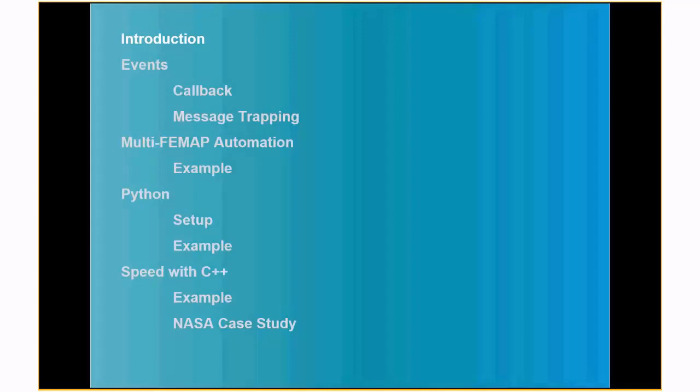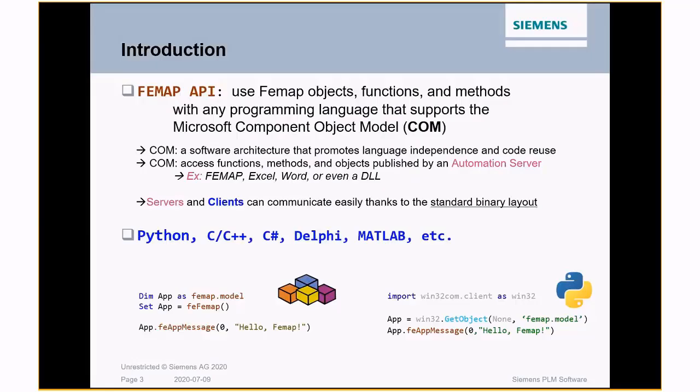I will dwell a little bit on Python because it's becoming a very popular programming language, especially among engineers. And then we're going to wrap up with a really cool example that is a C++ DLL that was to the benefit of NASA in a most recent project where they had spectacular results. So let's get right into the introduction.